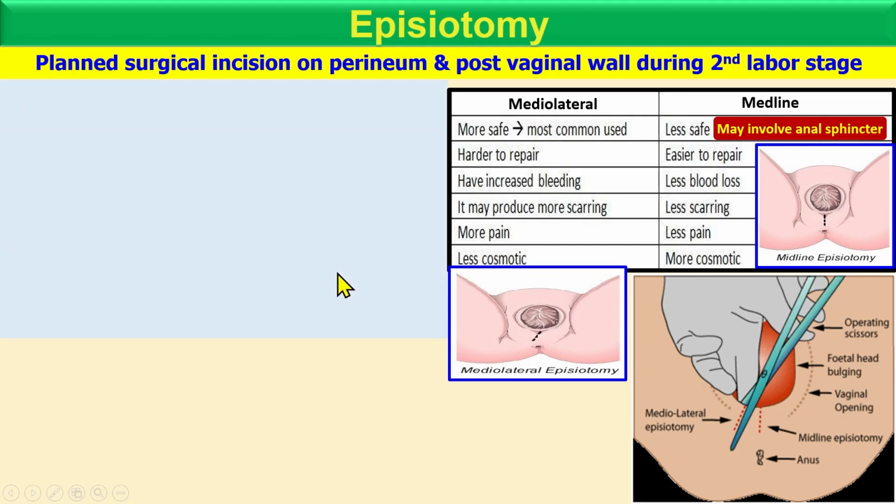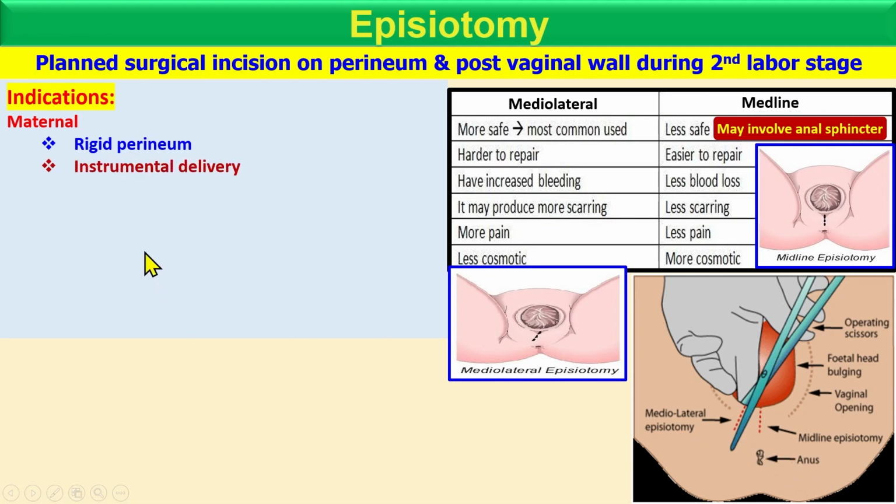So what are the indications for episiotomy? We look at the maternal as well as the fetal condition. In the maternal, number one is a rigid perineum. If the perineum is rigid, there is a risk of perineal tear. If you do not cut, the perineal tear may extend to the anal sphincter. Another indication is instrumental delivery, especially with forceps. There is a risk of perineal tear, so that's why we go for the episiotomy.